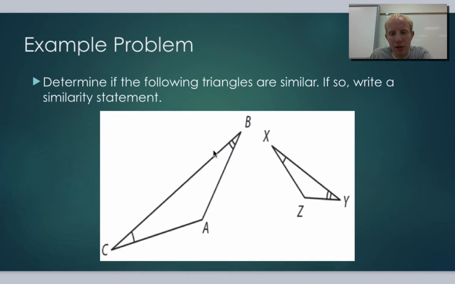So let's look at these two triangles. Determine if the following triangles are similar. If so, write a similarity statement. Well, we don't know a whole lot about this triangle. All we know is we got an equal angle there, and we got an equal angle there and there. I mean, the two triangles look like they could be similar. I could dilate that one, but we don't know a whole lot of information.